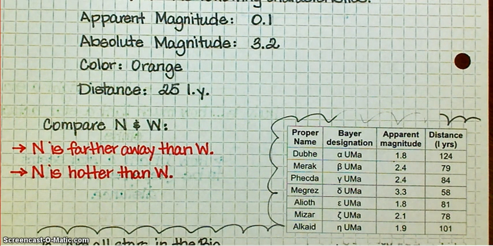Okay, next thing I want you to look at is apparent magnitude. Which one of these stars is going to appear to be brighter? Okay, and how do you know? Okay, the smaller number means brighter, and W has a smaller number. So W appears brighter than N.